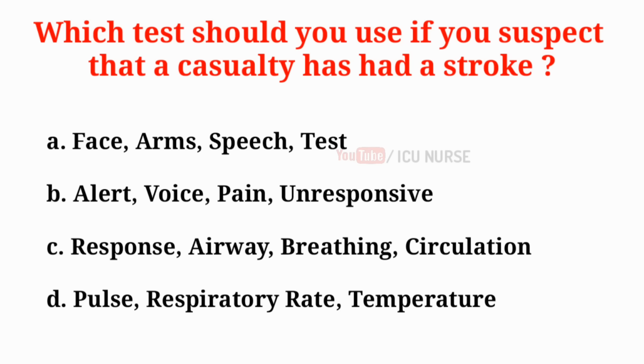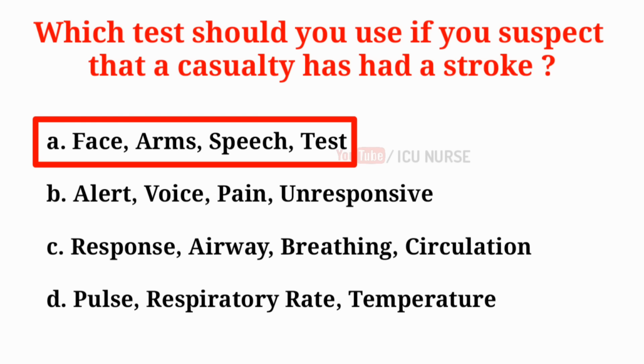Which test should you use if you suspect that a casualty has had a stroke? A. Face, arms, speech test. B. Alert, voice, pain, unresponsive. C. Response, airway, breathing, circulation. D. Pulse, respiratory rate, temperature. And the correct answer is A. Face, arms, speech test.